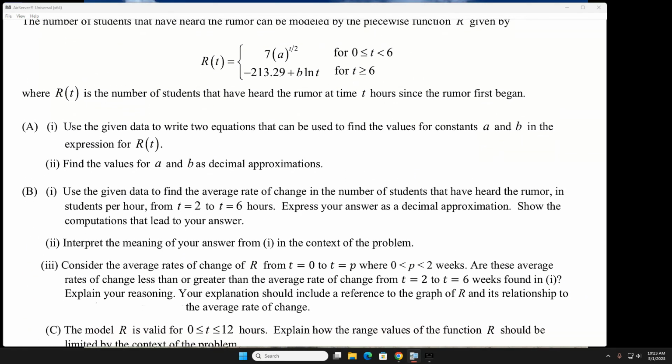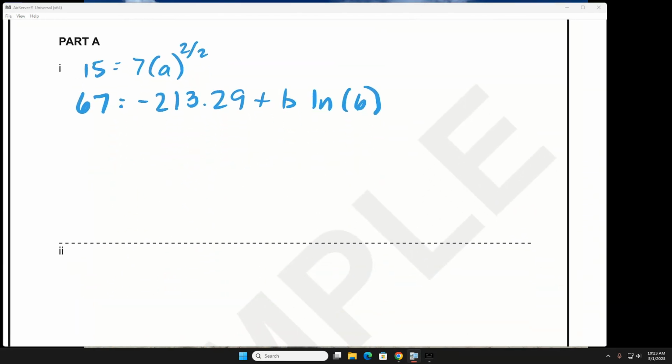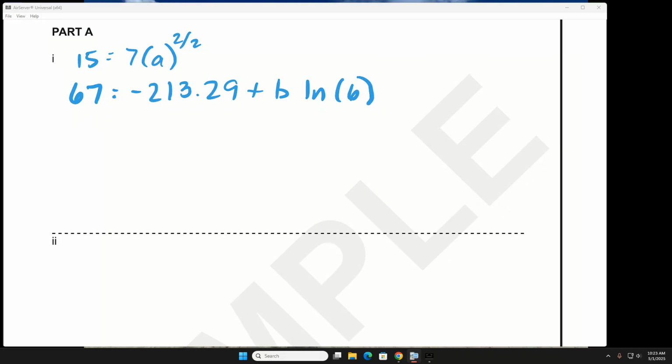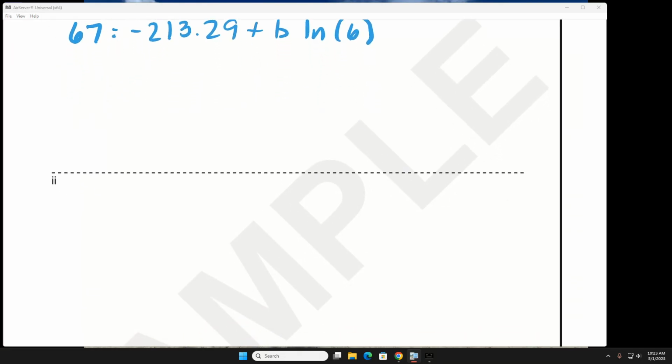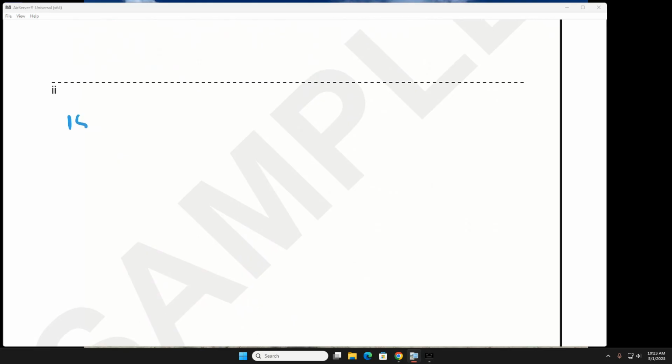So did you guys see any piecewise function regressions? There are no piecewise function regressions, so we're definitely going to have to do this by hand. It's very doable. You're going to be fine. So let's start with the 15 equals 7a, and then 2 divided by 2 is just 1. And so to solve this, we would just divide by 7. You don't have to show that work. And then give your answer as a decimal, accurate to 3 places.